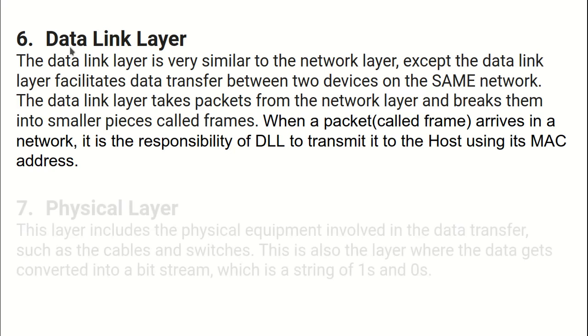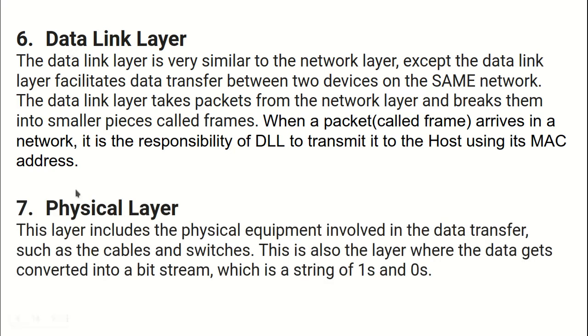Now let's move to the last one, the seventh one, the physical layer. As the name shows, the physical layer includes the physical equipment involved in the data transfer, such as cables or switches. All the data will be transferred physically from the data link layer to the physical layer. This is also the layer where the data gets converted into a bit stream.